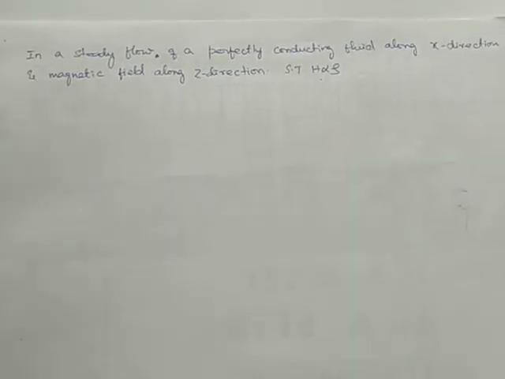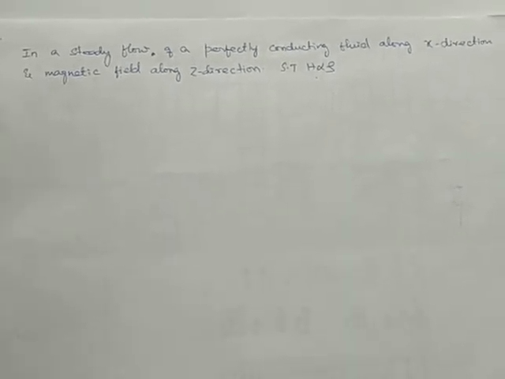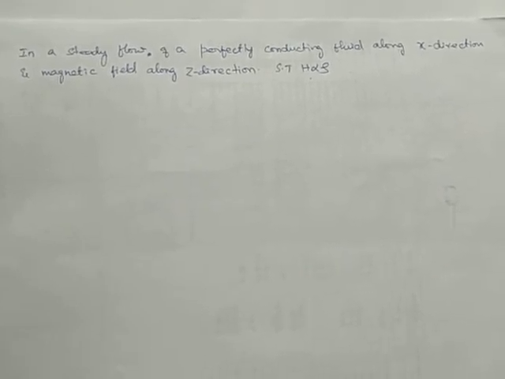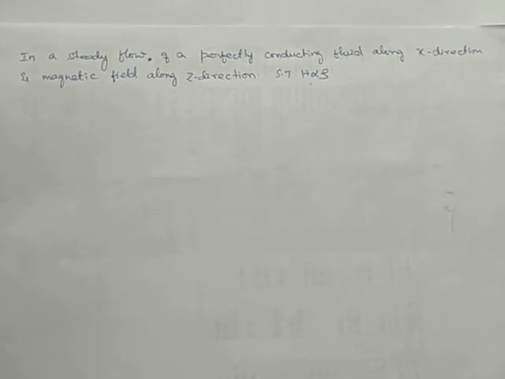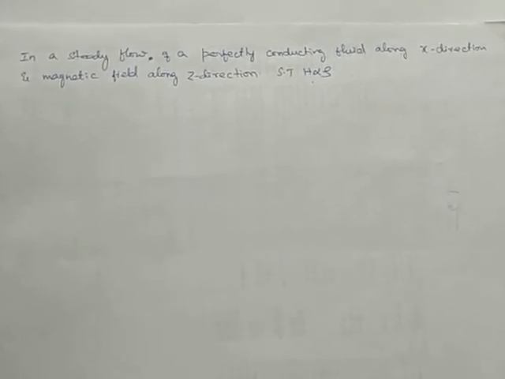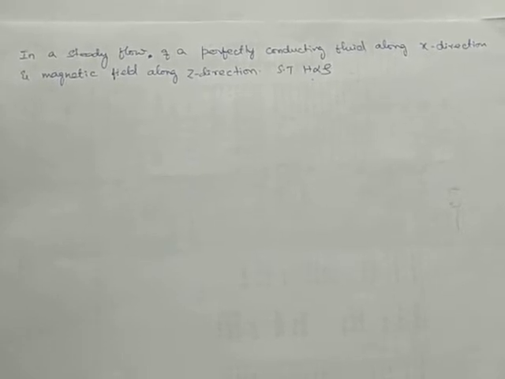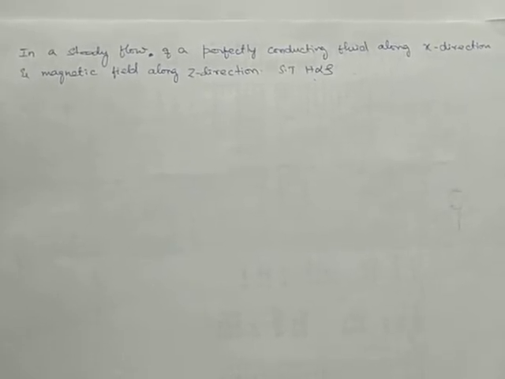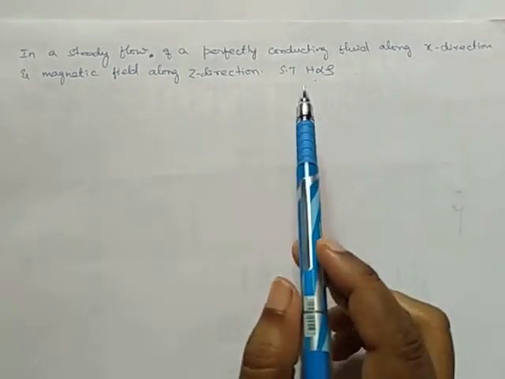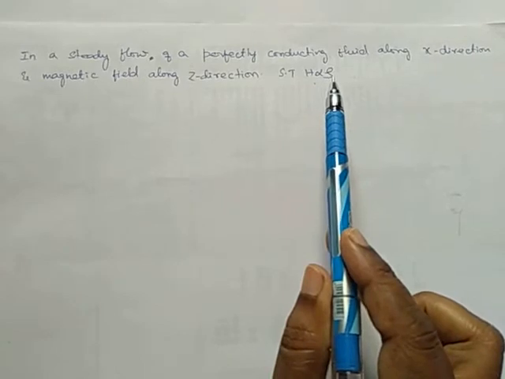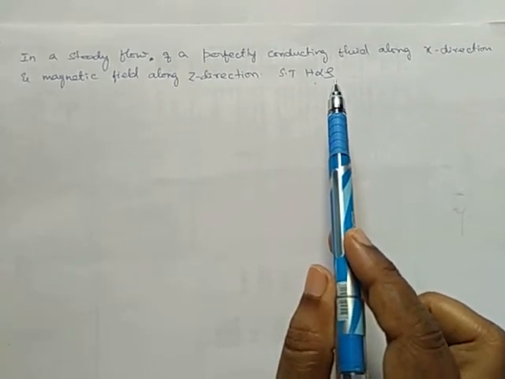Hello everyone, in this video I am going to solve a problem in classical MHD. In classical MHD we will consider a fluid as a perfectly conducting fluid. It means viscosity tends to 0 and electrical conductivity tends to infinity. For such a fluid we are going to prove the magnetic field is directly proportional to the density of the fluid.